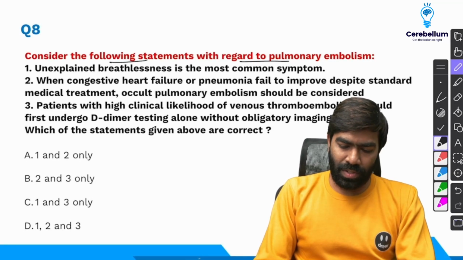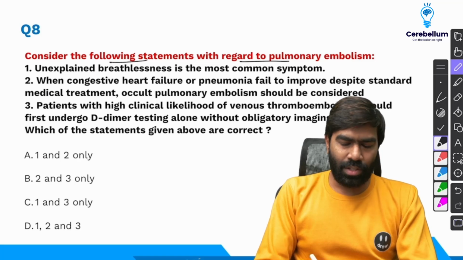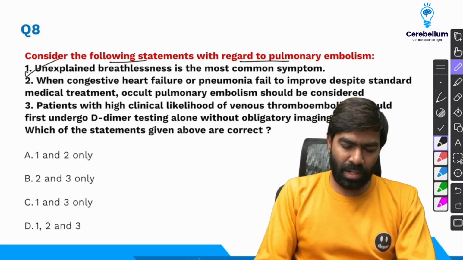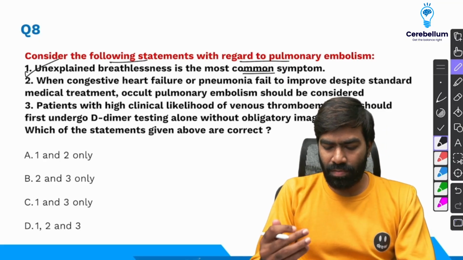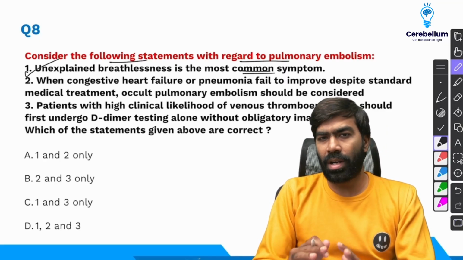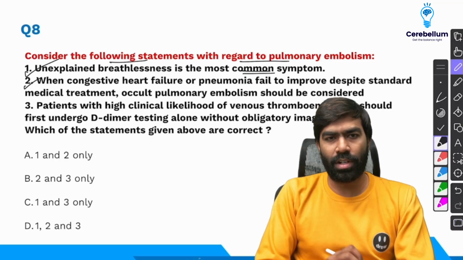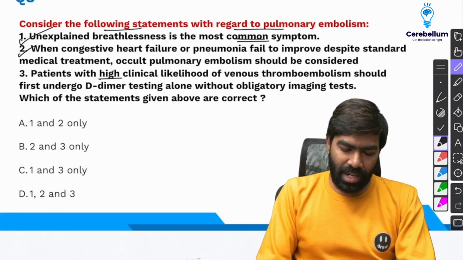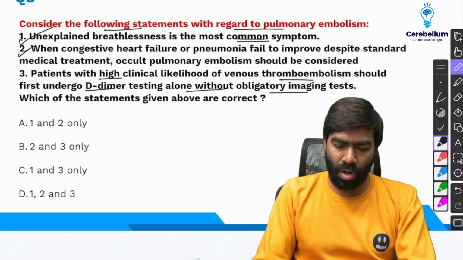Consider the following statements with regard to pulmonary embolism. This is actually a straight line from Harrison. Unexplained breathlessness is the most common symptom. Of course, when congestive heart failure and pneumonia fail to improve despite standard medical treatment, occult pulmonary embolism should be considered. Definitely, this is a true statement. And patients with high clinical likelihood of venous thromboembolism should first undergo D-dimer testing alone without obligatory imaging test.